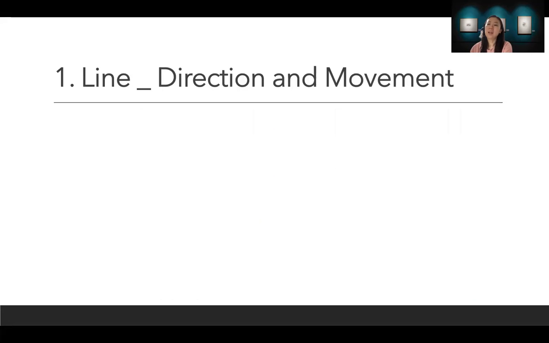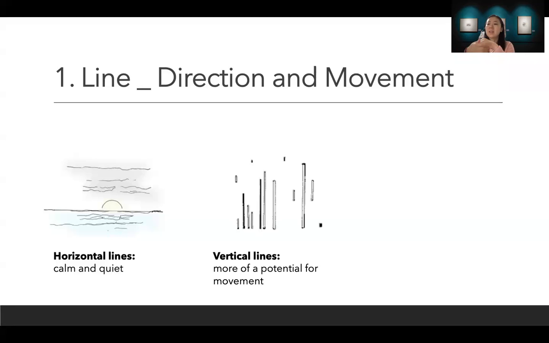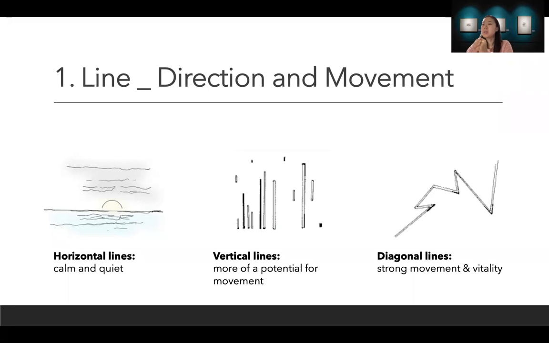And now let's see direction and movement by lines. The direction of a line can convey mood. The first one is a sunset image with a horizontal line, and horizontal lines are calm and quiet in art. The next one is vertical line. Vertical lines suggest more potential for movement in art. And the last one is a diagonal line. Diagonal lines strongly suggest movement and give more of a feeling of vitality to a picture.